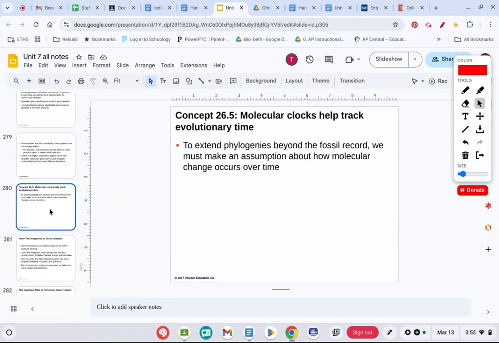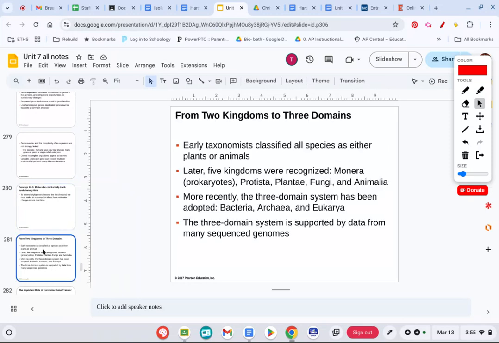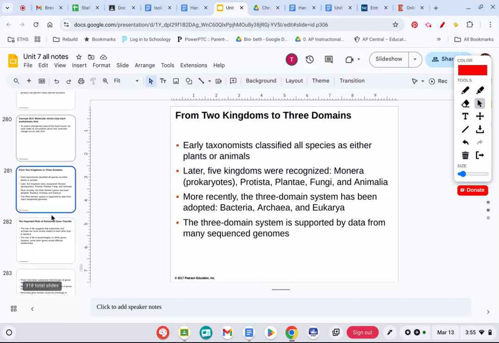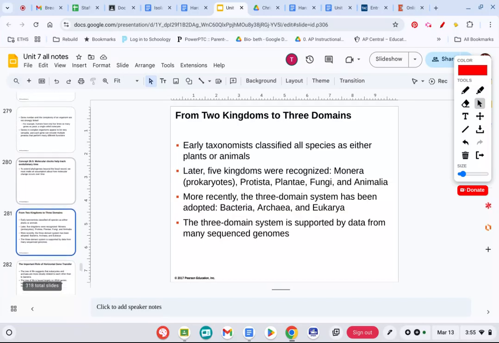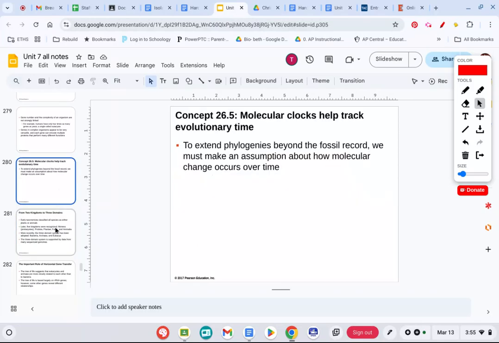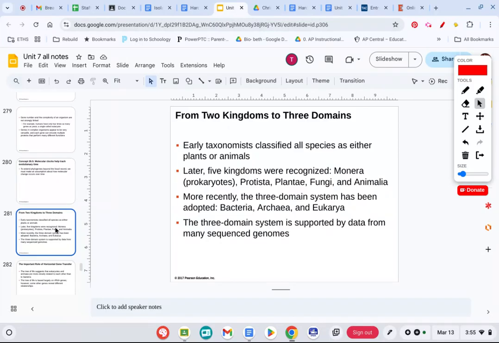Okay, let's see here. I wanted to see what else we need to talk about. Early taxonomists, this is in section 26.5, classified all species as either plants or animals. Later we came up with 5 kingdoms.